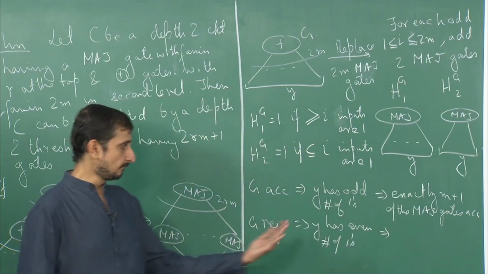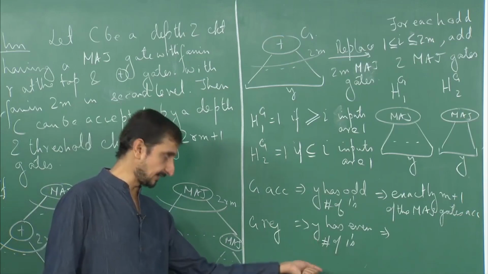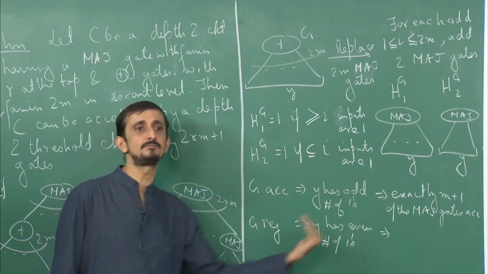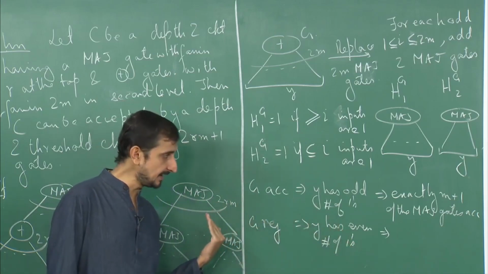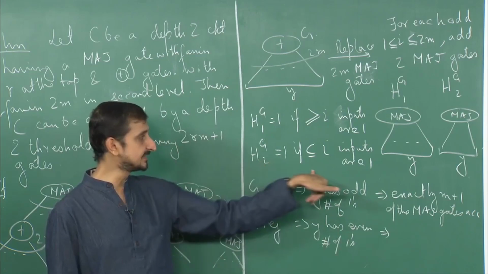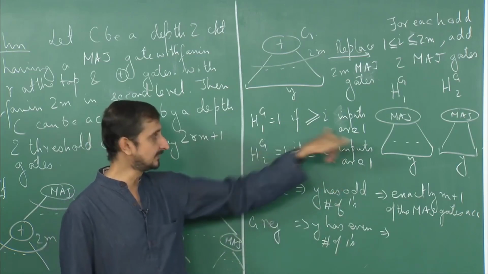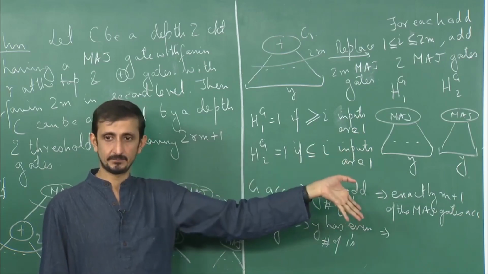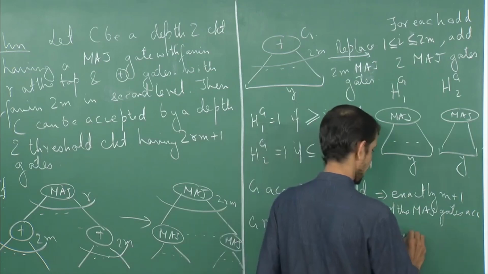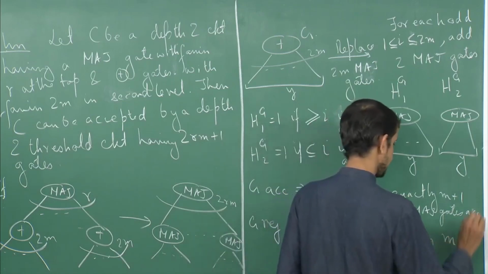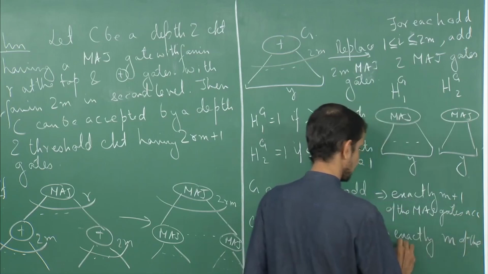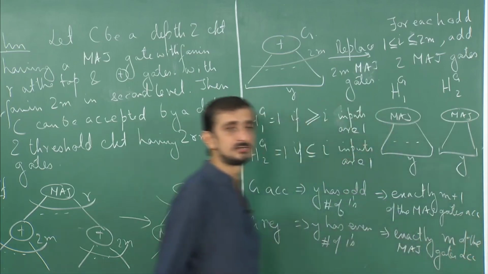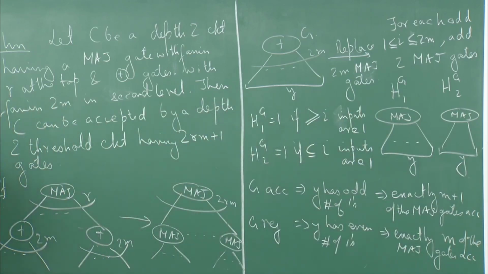then let us say, again, assume that Y has I number of ones. Now I is an even number, so I minus 1 is odd and I plus 1 is odd. So up to I minus 1 these gates would accept, and from I plus 1 these gates would accept. So how many majority gates are accepting now? Exactly M. So exactly M of the majority gates accept.